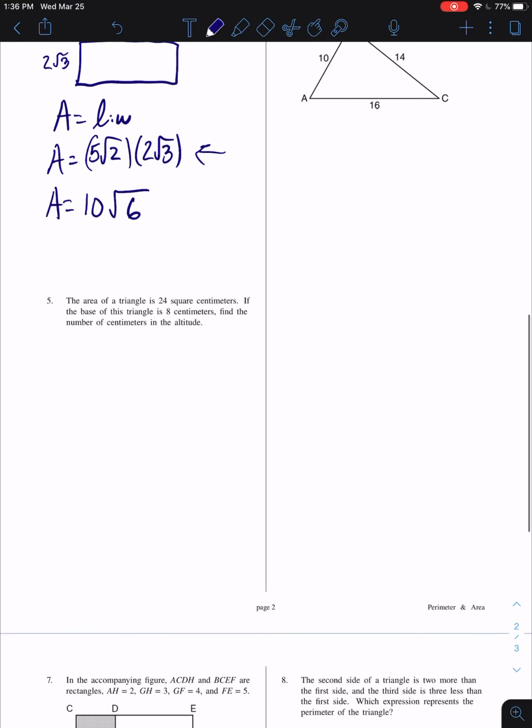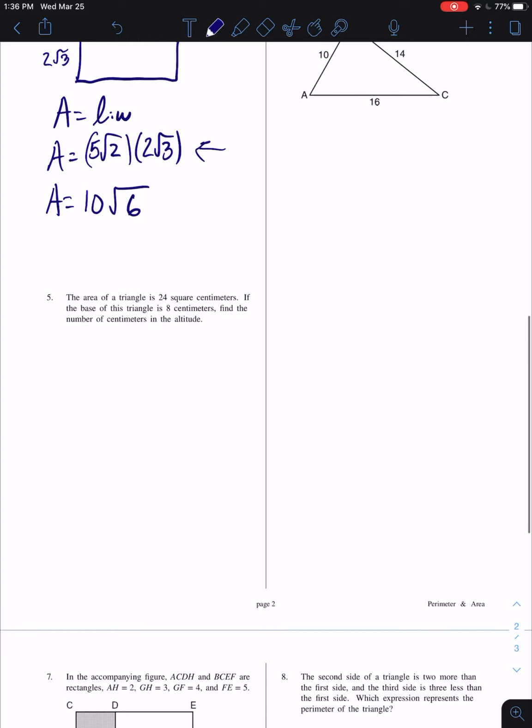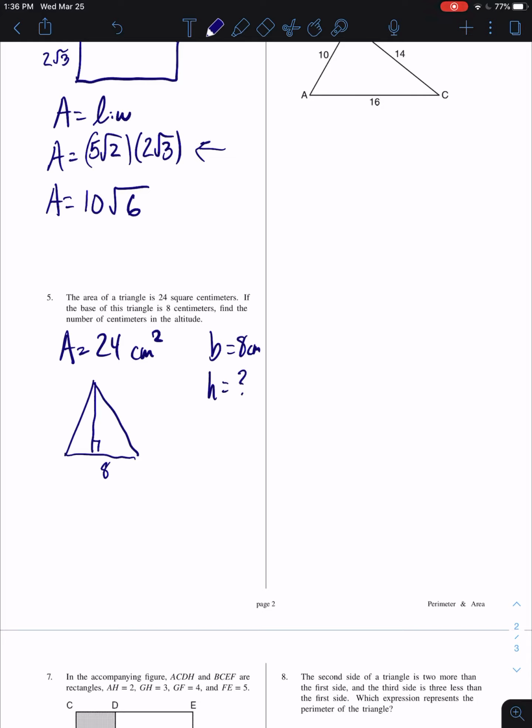So let's move on to number 5. They tell me the area of a triangle is 24 square centimeters. Remember, we talked about area being a two-dimensional measurement, so the area is 24 cm squared. If the base of the triangle is 8 centimeters, they want to know the altitude. Now, remember how we define altitude. If we have a triangle, we know the base right now is 8, but the altitude is drawn from a 90-degree angle up. For us, that altitude is going to be the height, and right now I don't know what that height is. So we're going to have to solve for it.